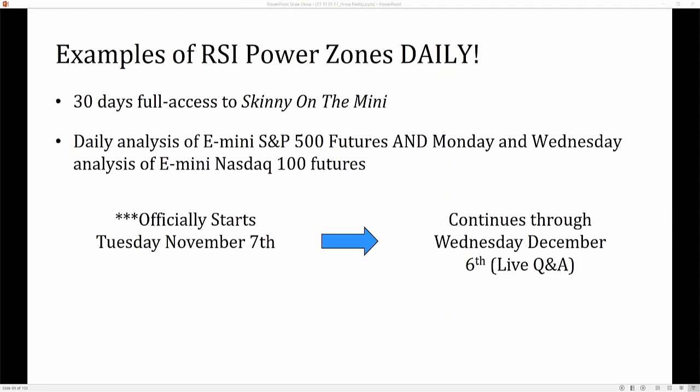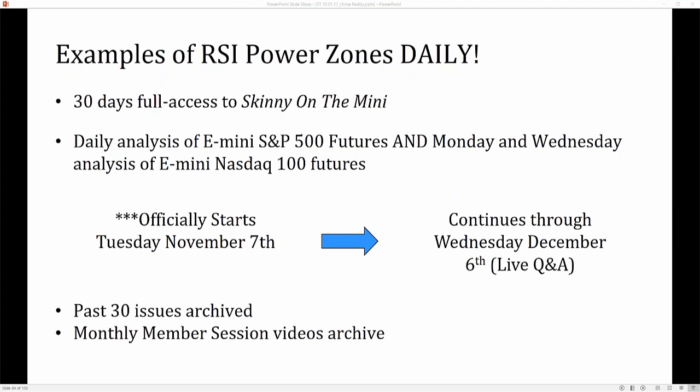So think about this, okay? If you sign up soon, like now, then you'll immediately be able to access a couple of things that are in the portal. Past 30 issues archived. You'd be able to instantly go and see what I published this morning, like 2 hours ago, and everything back for 30 days.